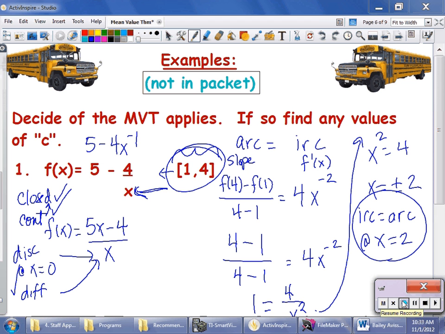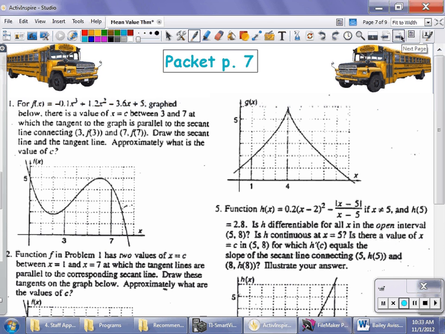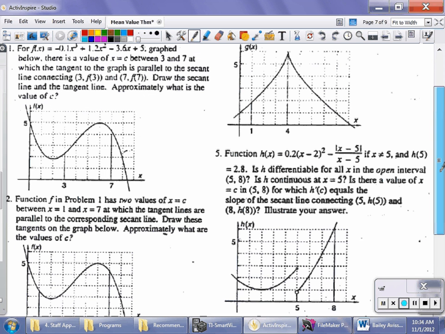All right, let's take a look at a couple more things in your packet. On page 7 in your packet, we have a series of functions here, and if the conditions apply, we want to actually show where, by drawing lines, and you may want to use straight edges for this to help you. We want to see where the instant rate of change would equal the average rate of change. So I'll do 1 or 2 of these, and then you can handle the rest. In problem number 1, you can see that we have a closed interval starting at 3 and stopping at 7. The function's continuous and the function's differentiable.